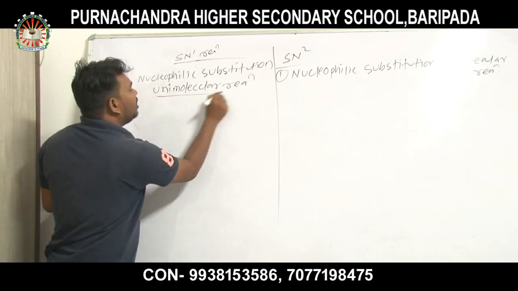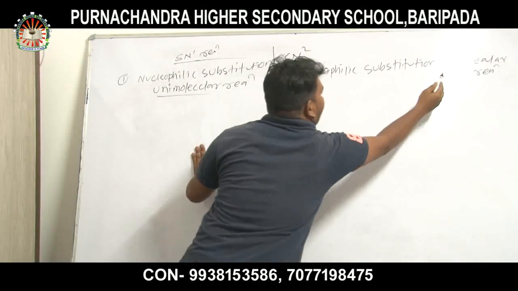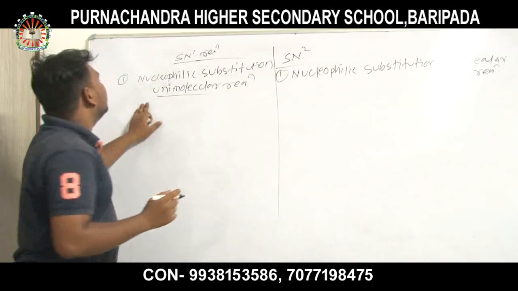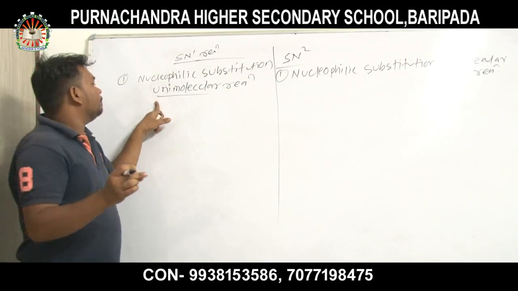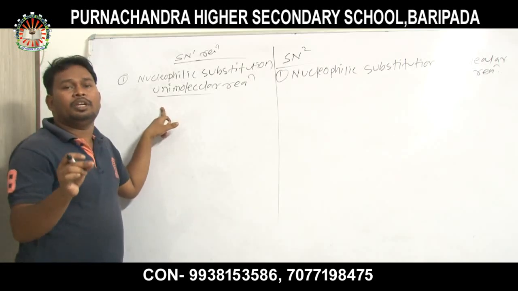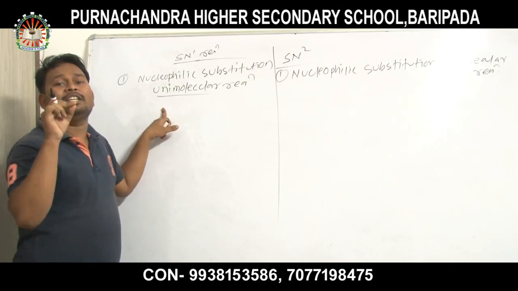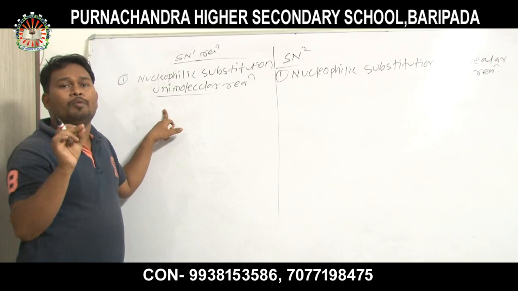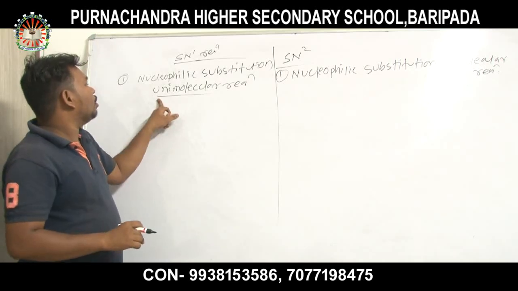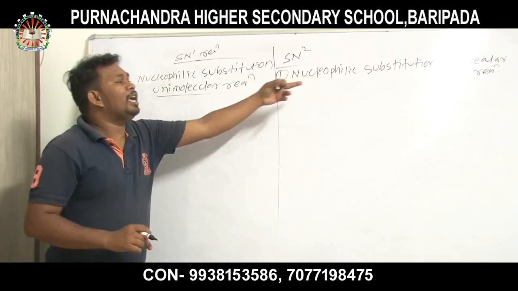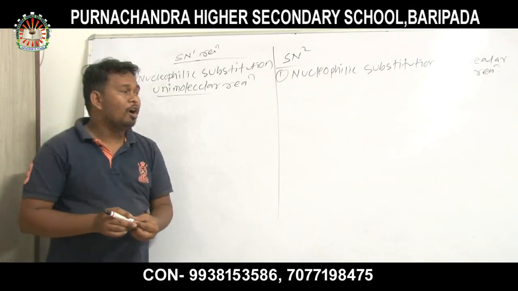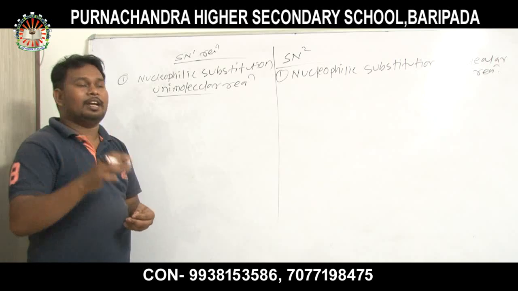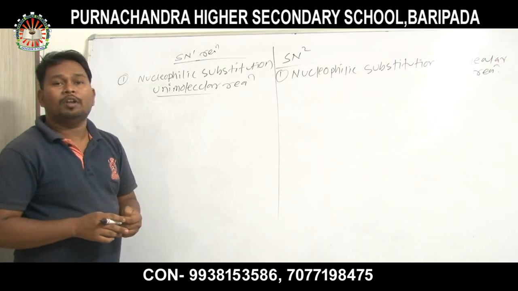First we know what a unimolecular reaction is, and second what a bimolecular reaction is. A unimolecular reaction is a reaction in which one reactant species, or the concentration of one term, is involved. A bimolecular reaction is a reaction in which two concentration terms are involved as reactants.